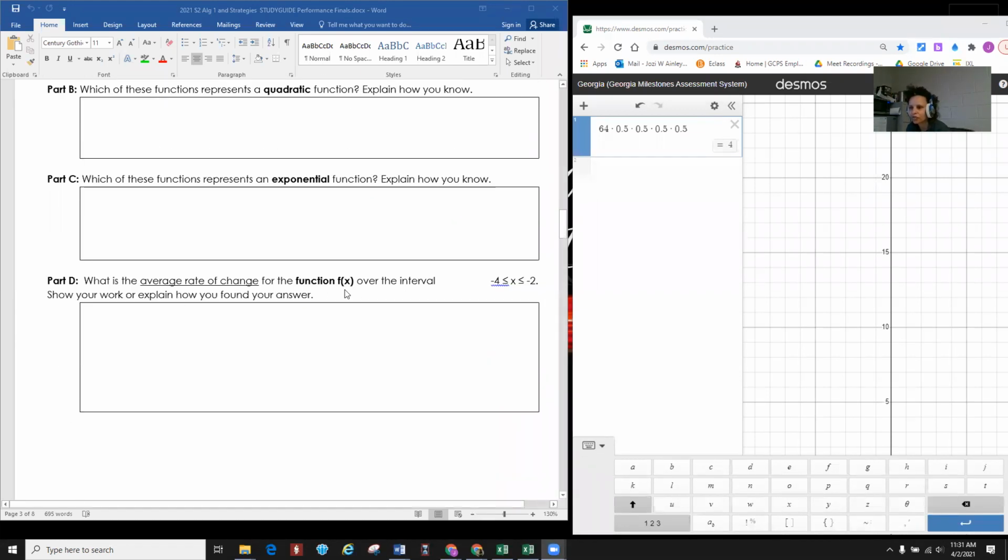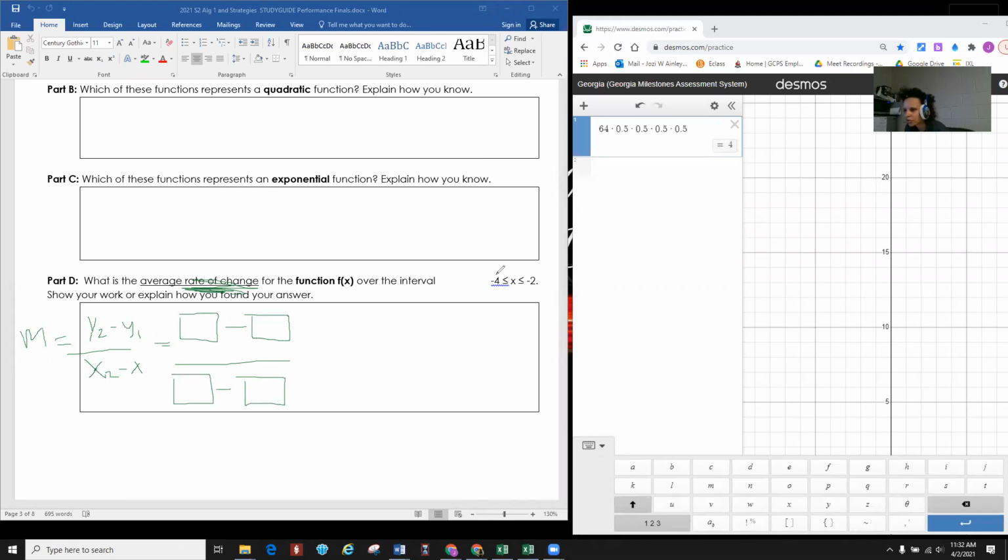What's the average rate of change for function f of x over the interval, and explain your answer? So anytime you see average rate of change, remember it's slope, right? So it's going to be y2 minus y1 over x2 minus x1. Anytime you see rate of change, it's slope. When it's not linear, okay, you call it average rate of change. So slope. All right, so remember I want box minus box, this should be nothing new, over box minus box.